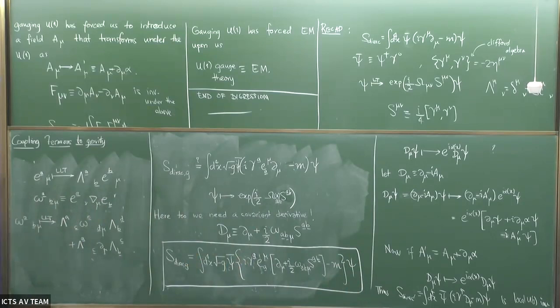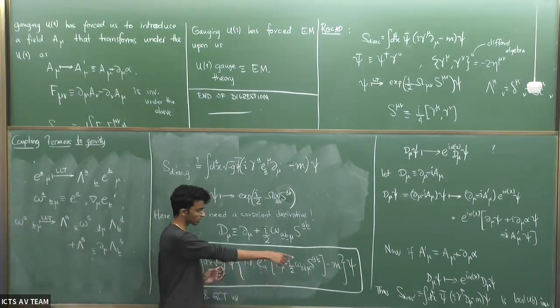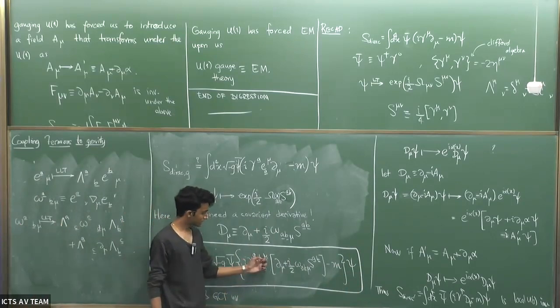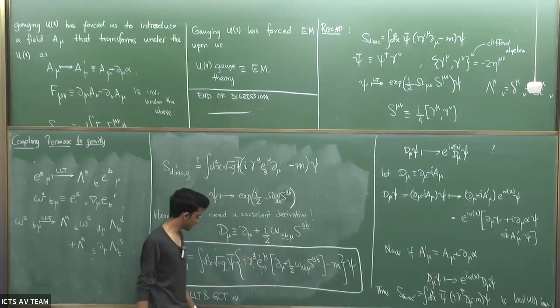Right? So this is LLT and GCT invariant. GCT invariance is very easy to see. These psis don't have indices, so psi transforms as a scalar. And this transforms as an upper index vector, this transforms as a lower index vector, so GCT invariance is obvious.